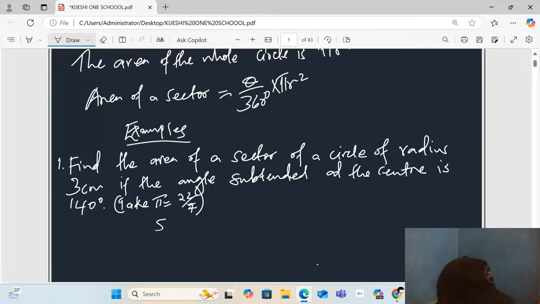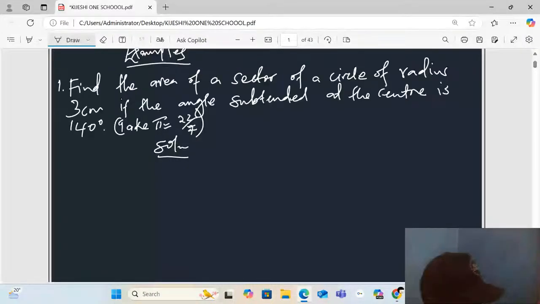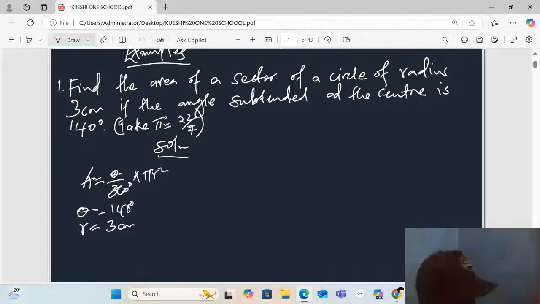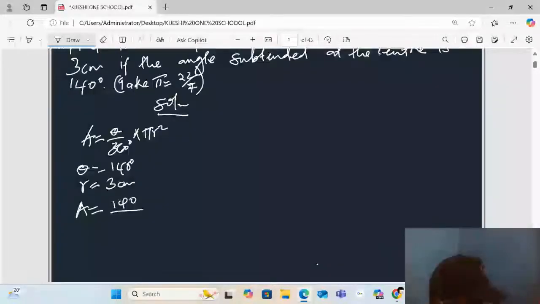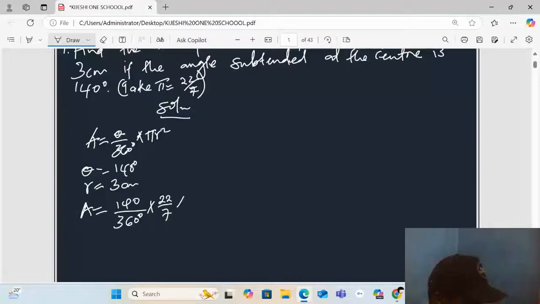So under solution, first of all, you have to know the formula. The formula is theta over 360 degrees times pi r squared. That is the area. The unknown is the area, therefore we have to find the area. Now, the area will be 140 degrees over 360 times 22 over 7 times r squared, that is 3 times 3 or 3 squared.